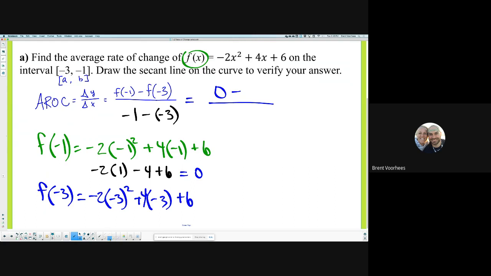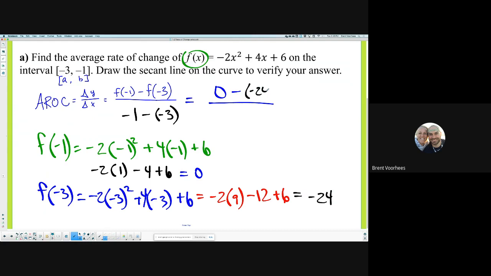Okay, PEMDAS, we have to square -3 first. What's -3 times -3? +9. I'm going to rewrite that part. -2 times 9. What's 4 times -3? -12 here. Plus 6. Let's reduce this one more time. -2 times 9, -18. Minus 12 more, -30. Add 6, -24.